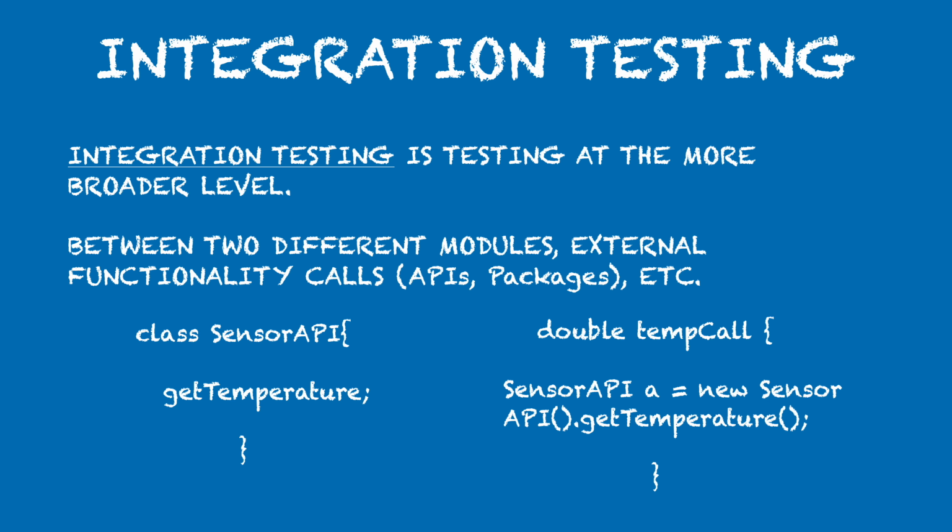Now in integration testing, it's where things get a little more broad and it goes a step or two higher compared to unit testing. Here we see if the code between two different modules interact well or if external functionality calls are done well. So if we look at the bottom mock code, the temp call function from one class is making a call to the sensor API class for getting the temperature.